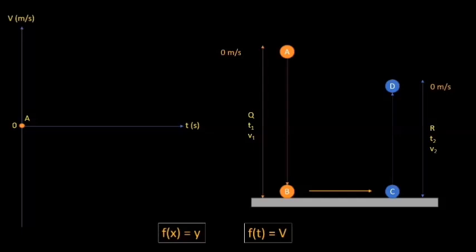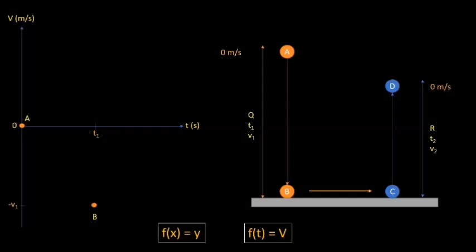Now the next point is B, and it happens after t1 seconds. So just mark t1 after a certain spacing, and at t1 the velocity is v1. Now you need to decide whether it's positive v1 or negative v1. It's downward direction, and downward direction is negative. So you need to mark v1 in the lower quadrant, negative axis, negative v1. So the intersection of negative v1 and t1 is where your point B comes.